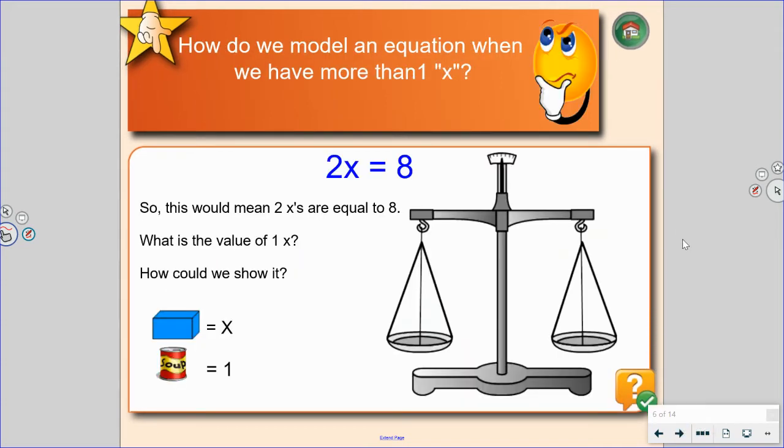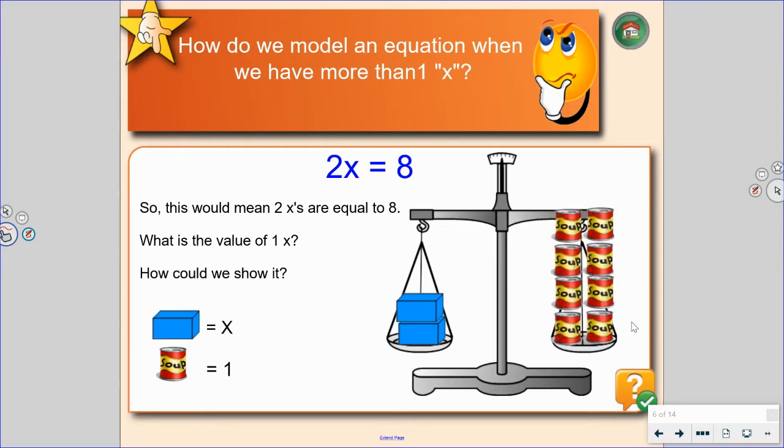What about this one? I want you to think how you would model an equation for 2x equals 8. Now let's just say an x is one of these blue blocks and one soup can, that'll count for 1. So if I were to put 2 x's on the left side, remember it's not just one, it's 2 different x's, and that's equal to 8 cans.